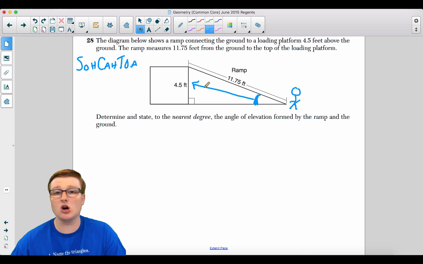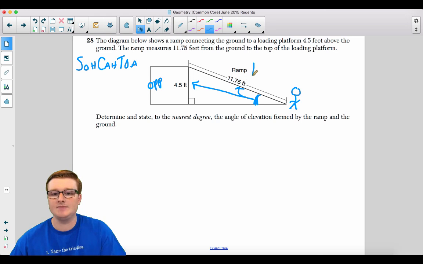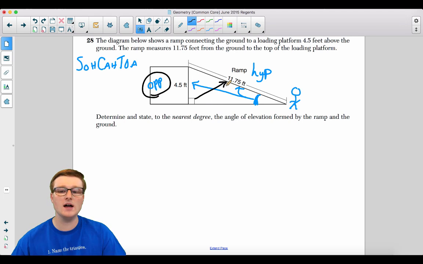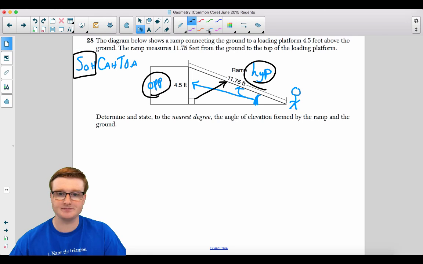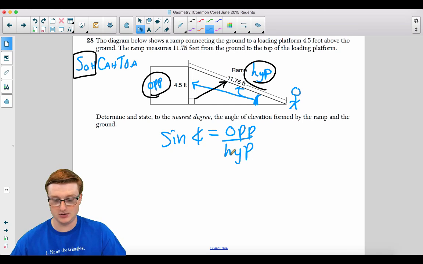This side, which is across from it, is called your opposite side. The side over here, it's next to the angle, but that's not your adjacent side. That's called your hypotenuse. Remember that the hypotenuse is always across from your right angle. So if we have O and an H, we are using sine, or SOH. So we are going to take the sine of the angle, and that is going to be equal to the opposite side over the hypotenuse.